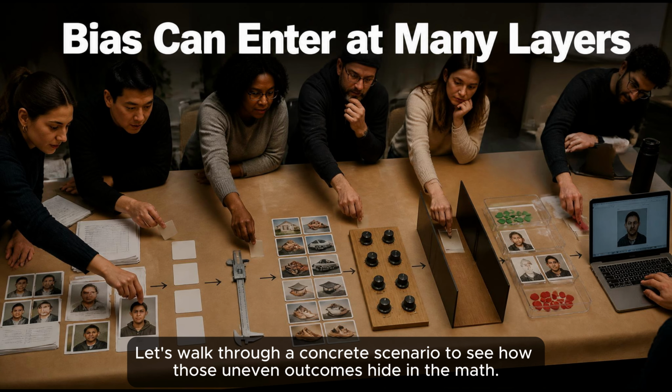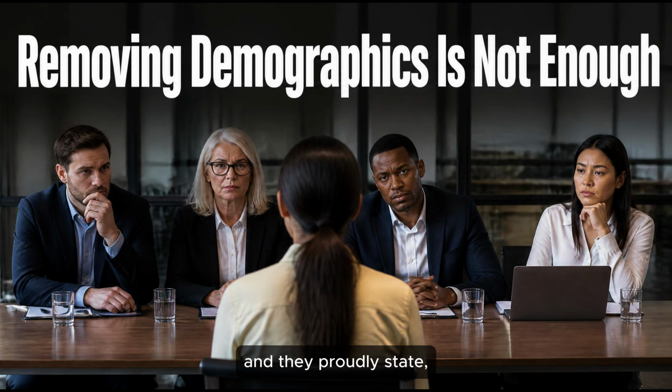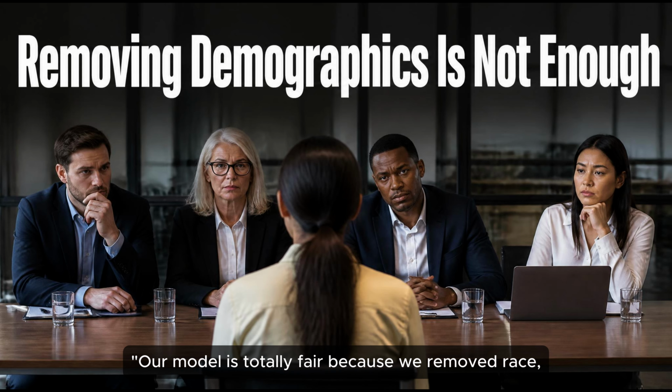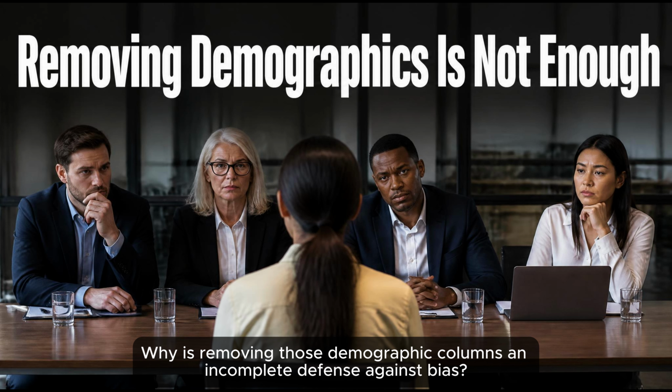Let's walk through a concrete scenario to see how those uneven outcomes hide in the math. Okay, sure. Let's say a company builds a model to review job applications, and they proudly state, our model is totally fair because we removed race, gender, and age from the data. It never even saw them. Right, the blind defense. Yeah. Why is removing those demographic columns an incomplete defense against bias?